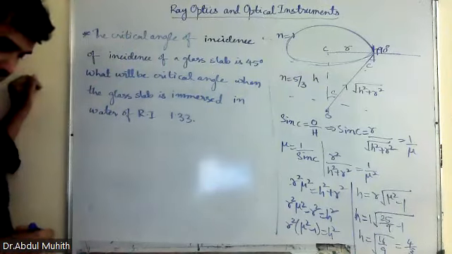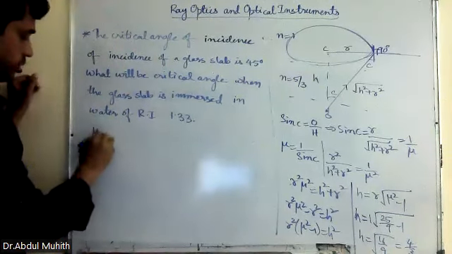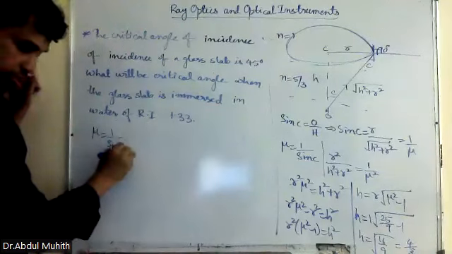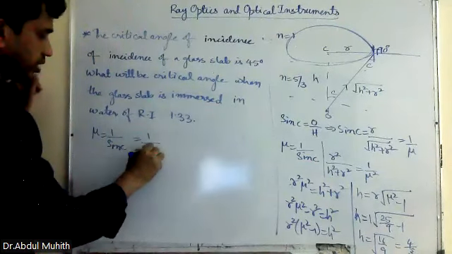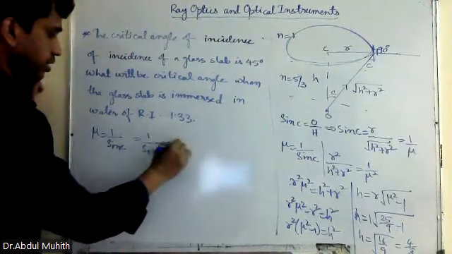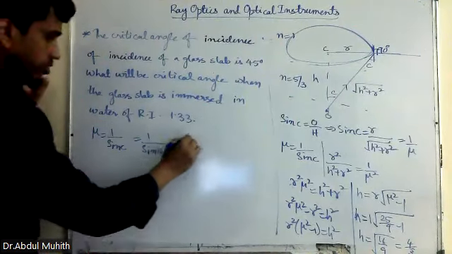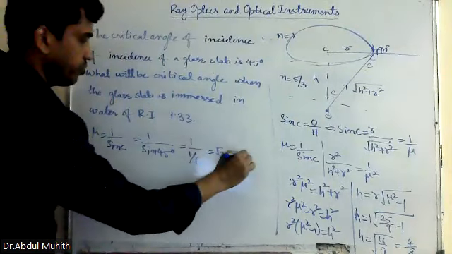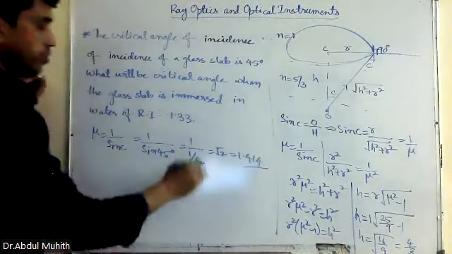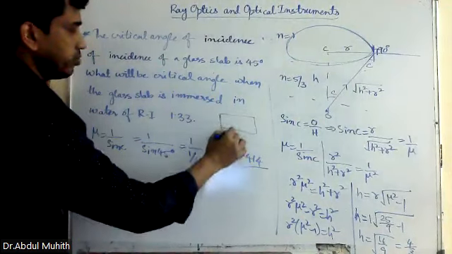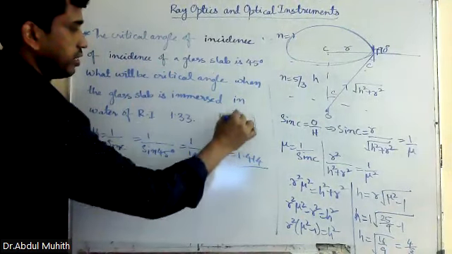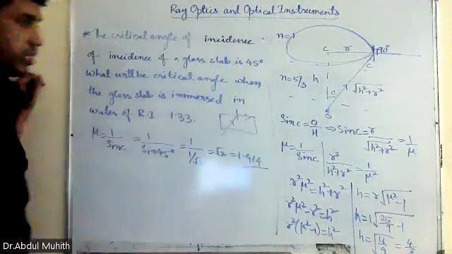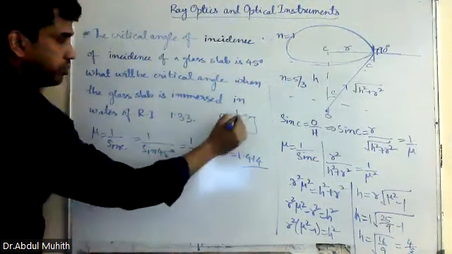Now, what is the formula here? Mu is equal to 1 by sin c. First we are calculating in air, glass slab in air. So what is that value? That will be 1 by root 2. Mu is root 2, which is 1.414. This is the critical angle when the glass slab is in the air. And this is the ray. This critical angle is what he's speaking about.